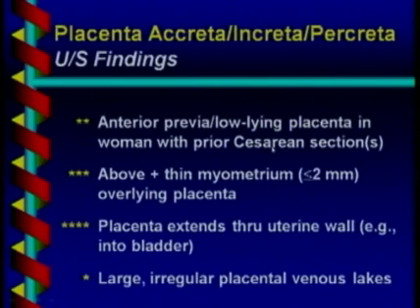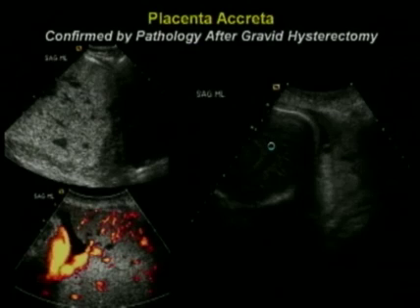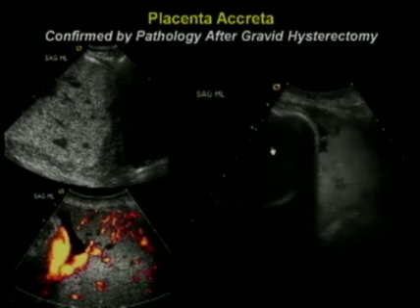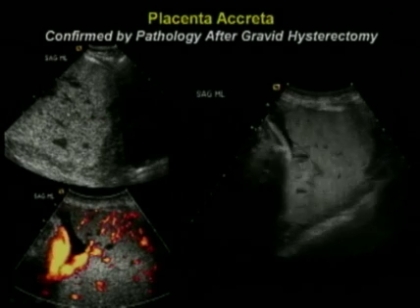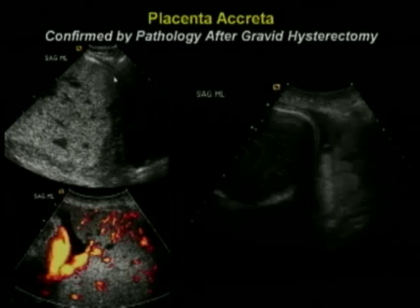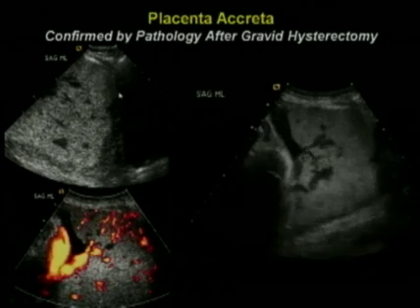Another finding that often goes along with an accreta, increta, or percreta are large, irregular placental venous lakes. So if you're thinking about the diagnosis, that should help you be more certain. Here's an example of a placenta accreta. Here is the placenta, and at least in this region, we see no myometrium around it.